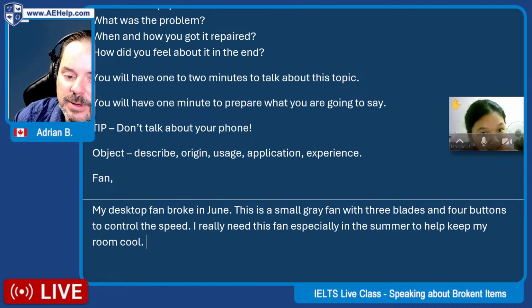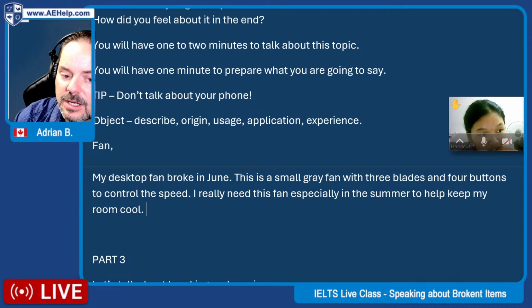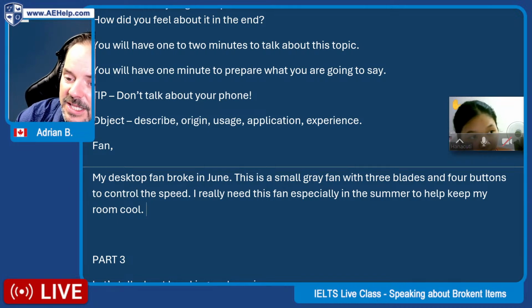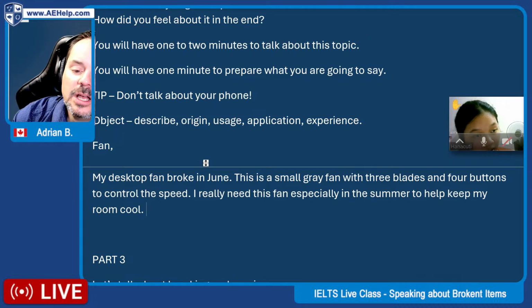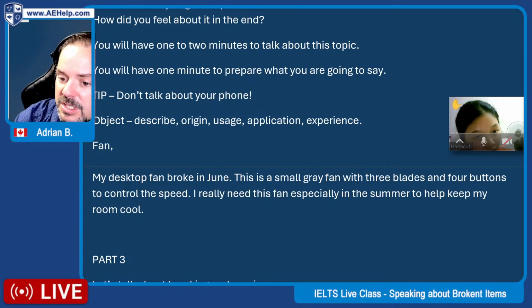So I'm talking about the fan, I'm describing it. I still have to talk about its origin, where I got it. Like, this fan was a gift from my dad a couple of years ago. He noticed I was having trouble studying because my room was too hot. And then the usage, right? So if it's really hot, then I put it on the highest setting. At nighttime, I put it on a lower setting.